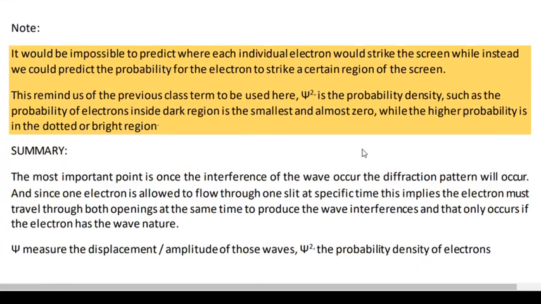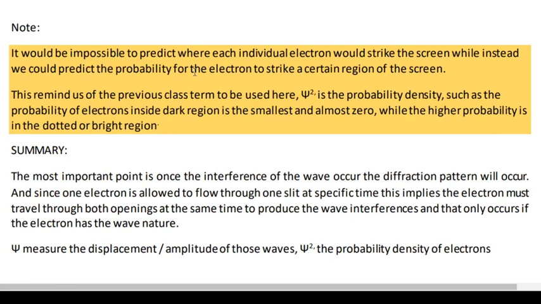Note that it is impossible to predict where each individual electron will strike the screen. Instead of predicting where it will be projected, we can predict the probability for the electron to strike a certain region of the screen. So we can predict the amount of electrons projected in a specific area, but we cannot predict where a specific electron will collide. Maybe one day we can reach that level of analysis.